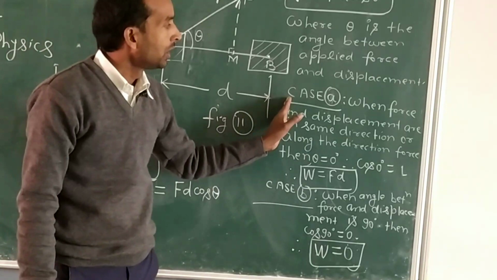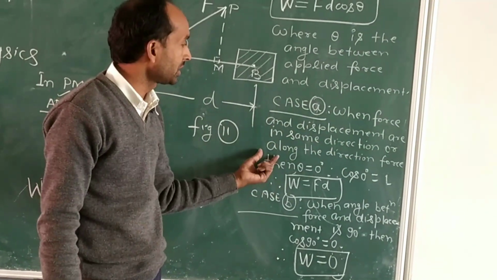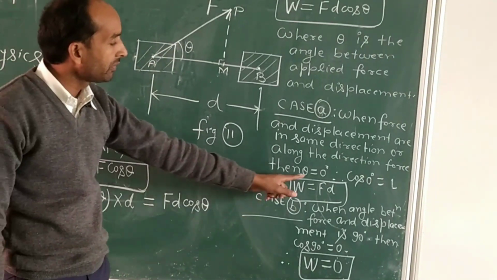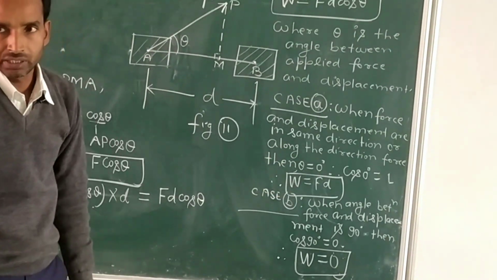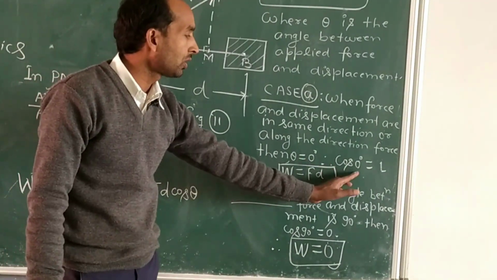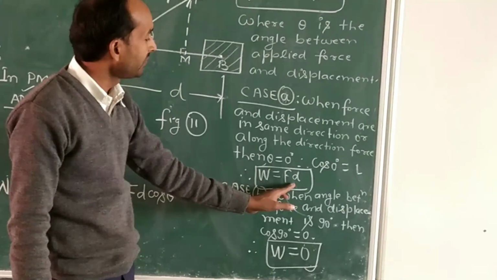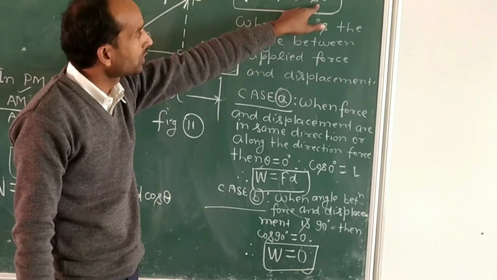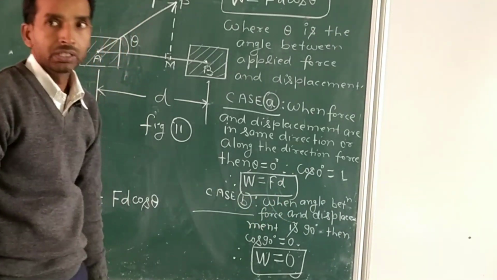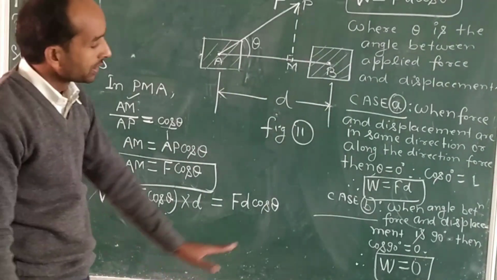Case A: when the force and the displacement are in the same direction, then theta will be 0 because no angle is formed. In this case cos 0 will be 1. So W equals F d, with cos theta replaced by 1. In this case maximum work is done.